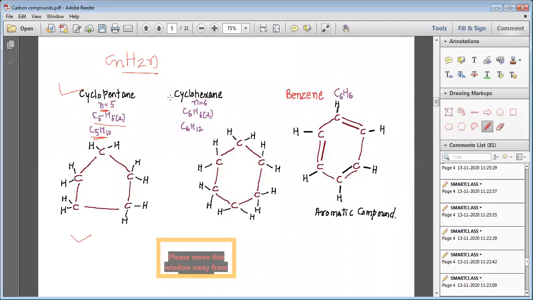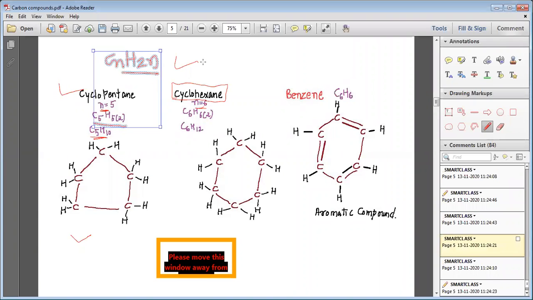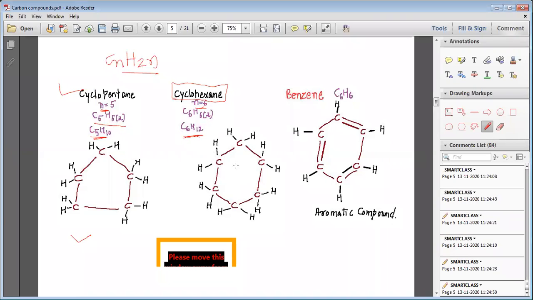In the same way, my dear students, we can go for cyclohexane. So in cyclohexane we have n equal to 6. Again the general formula is CnH2n, so we will write C6H12. You can see in the cyclic ring, my dear students, we can have this cyclohexane.